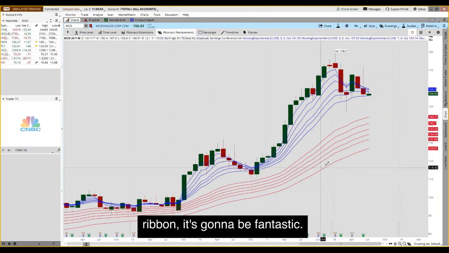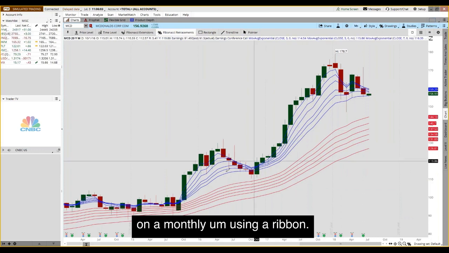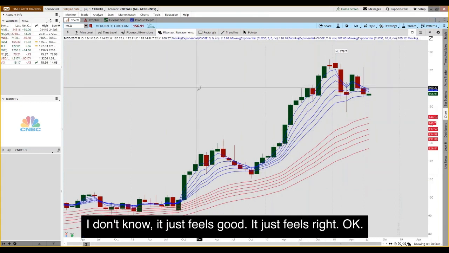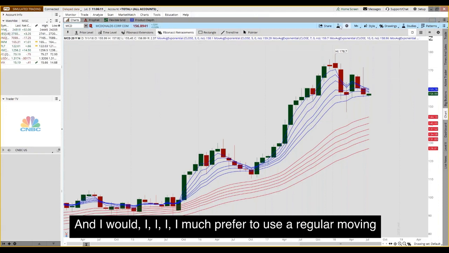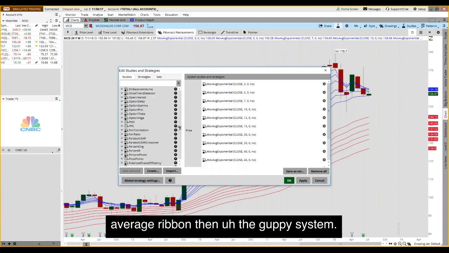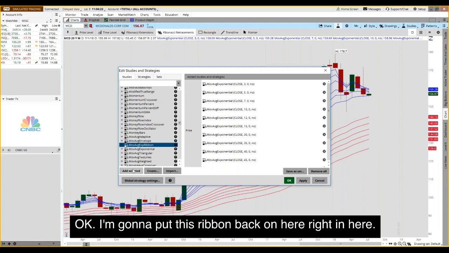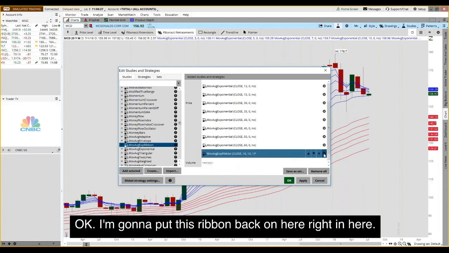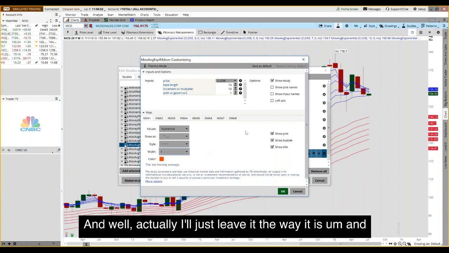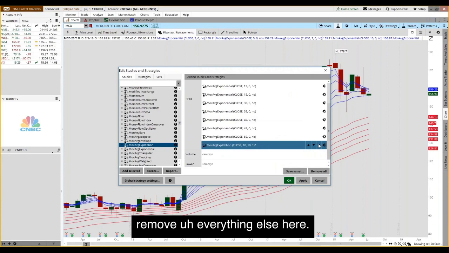For some of you, the ribbon is going to be fantastic, okay? I can tell you, for me, on a monthly, using a ribbon, I don't know, it just feels good. It just feels right, okay? And I much prefer to use a regular moving average ribbon than the Guppy system, okay? I'm going to put this ribbon back on here, right in here, and, well, actually, I'll just leave it the way it is, and remove everything else here.